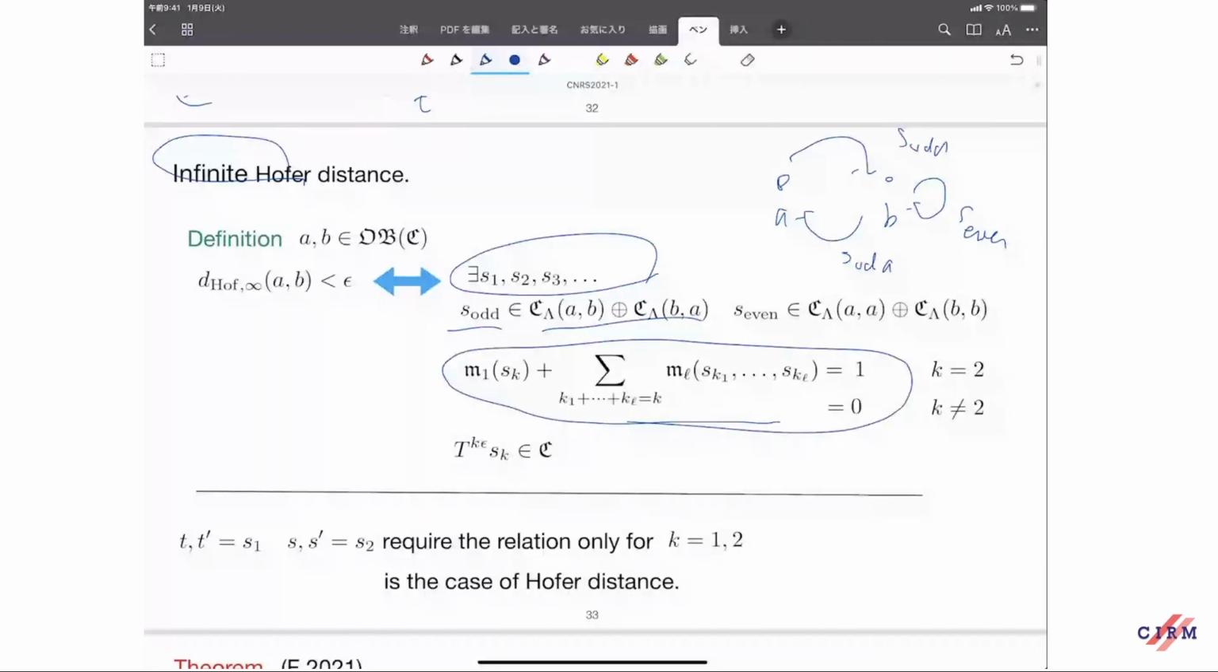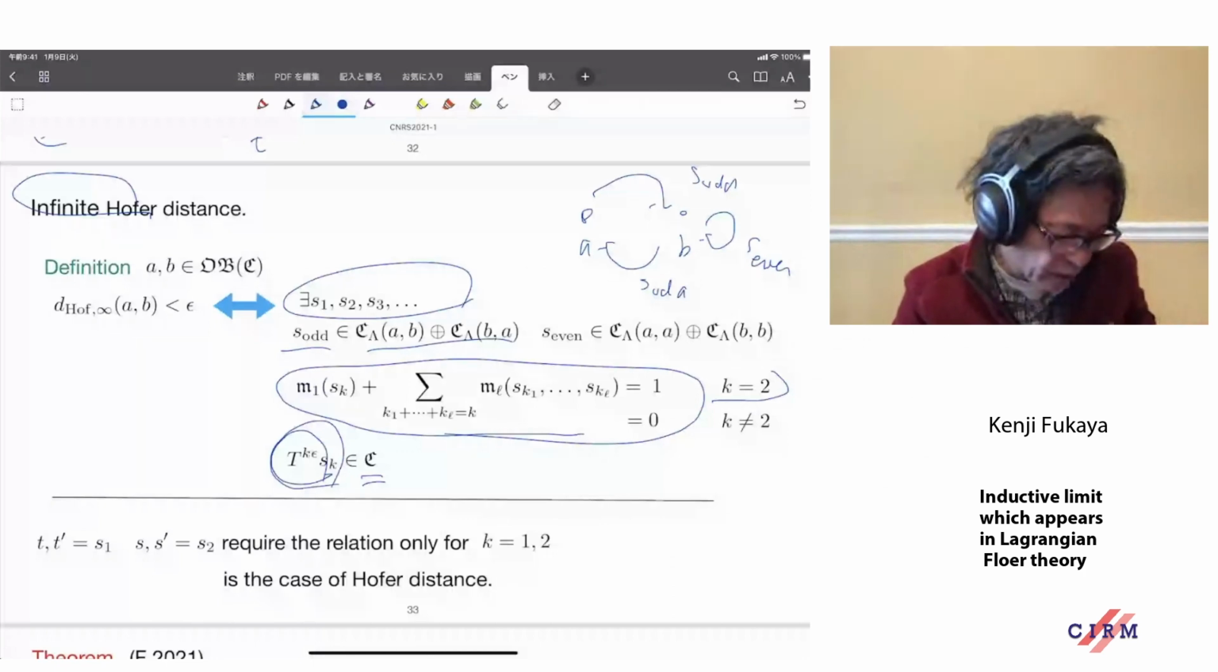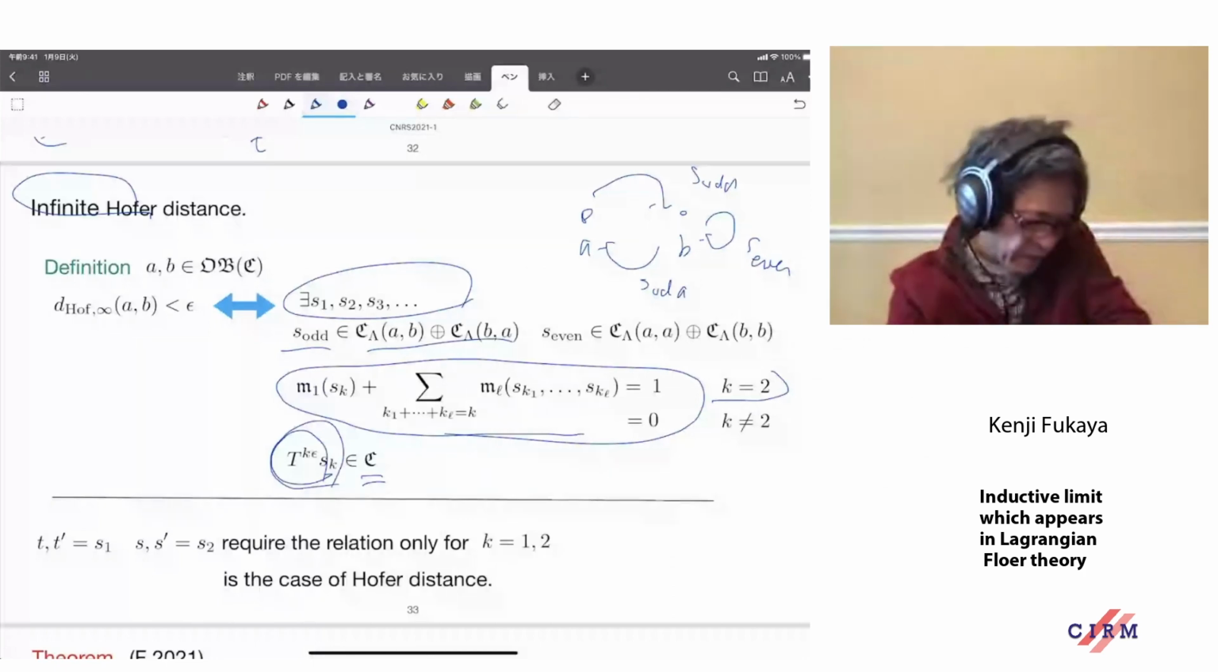So if you take the boundary of this S_k, it is something like a sum of these order products. And when k equals 2 it is 1, and otherwise it is 0. And this S_k is almost contained in C, and this is similar to this energy loss: S_k times C to the power k epsilon is C. So this is the definition of infinite Hofer distance.